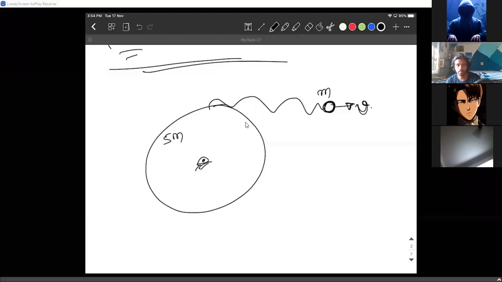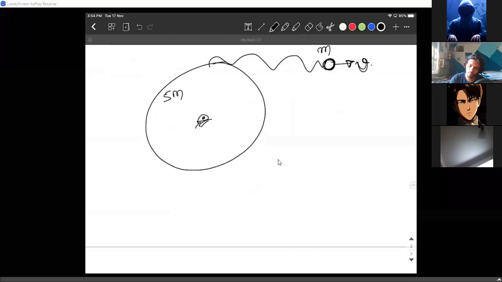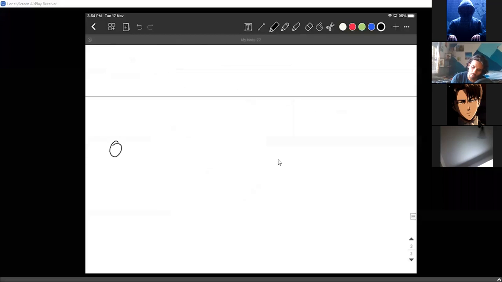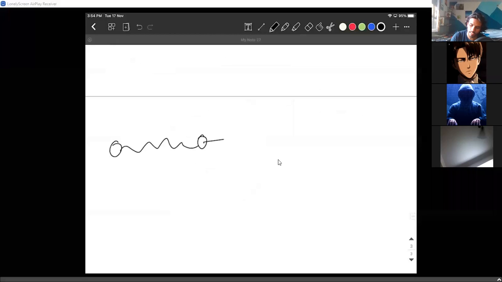Sir, apply constraint relation. You don't really need constraint relation, but do you remember these kind of problems where one body is like this, other body is like this? Once the string gets taut, it remains taut and they go with a common velocity. Do you remember these problems? Yes, sir.